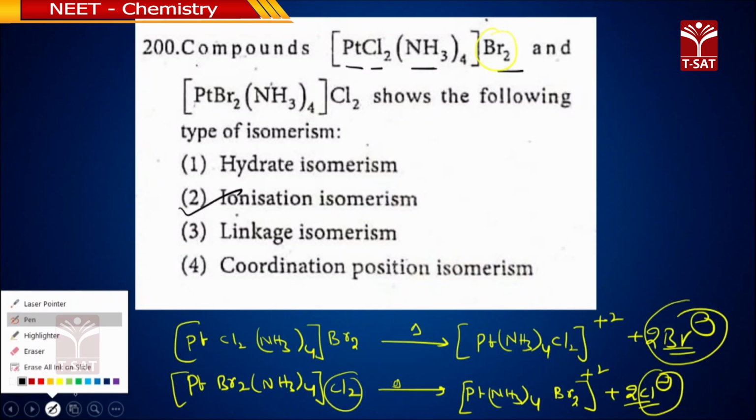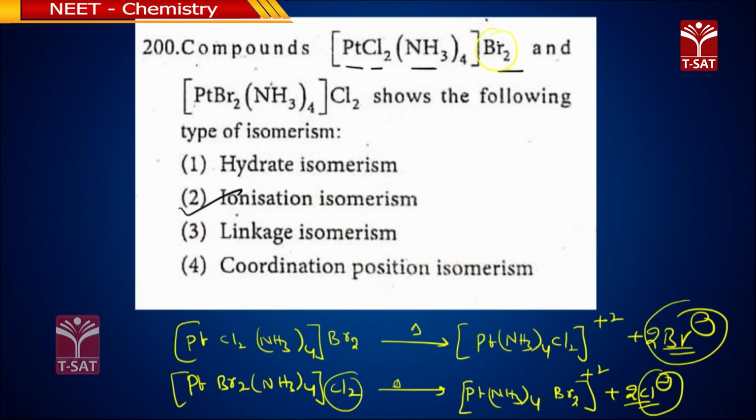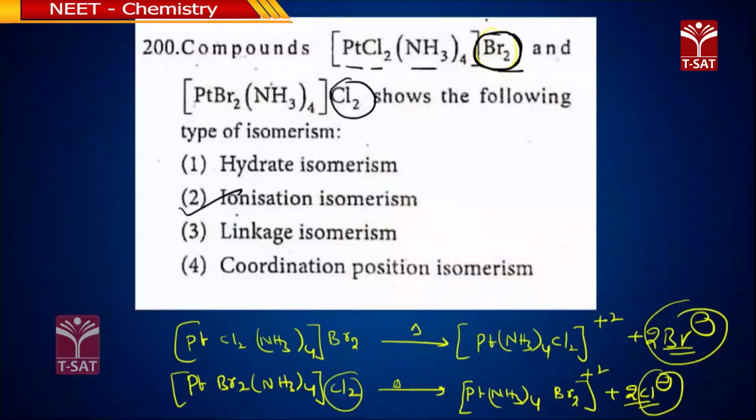How can you identify ionization isomerism? By seeing the compound formula: outside the square bracket you have Br2 here and Cl2 here. If outside the square bracket you have different atoms or ions, then it will show ionization isomerism. Here Br2 is different, Cl2 is different, that is why it will show different ions upon ionization. So, we call this ionization isomerism.